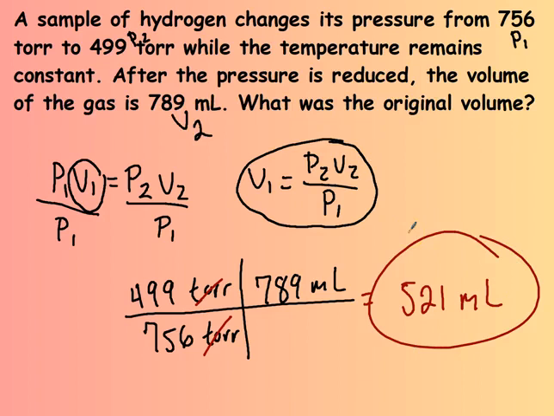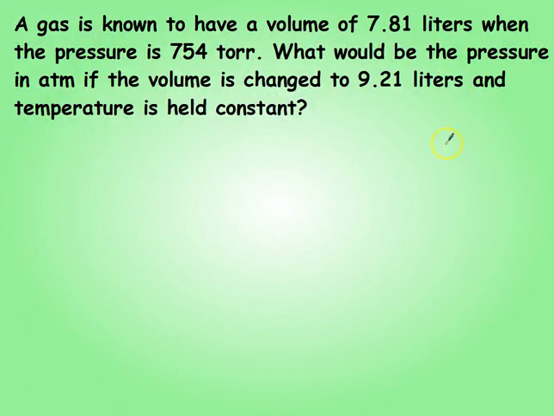So as you can see, the original volume is less because it has a higher pressure. So looking at this problem, similar, a gas is known to have a volume of 7.81 liters, that's volume 1, when the pressure is 754 torr, that's pressure 1. What would be the pressure in ATM if the volume changed to 9.21, so this is volume 2 this time, and the temperature is held constant?